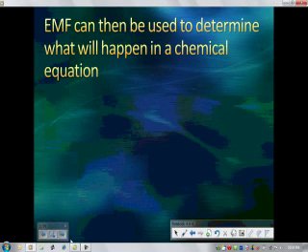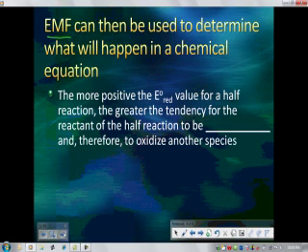Let's move on. If we have an EMF, an electromotive force, then we can use that to determine what will happen in our chemical equation. We can tell if it's going to be spontaneous or non-spontaneous. So the more positive your standard reduction value is for that half reaction, the greater the tendency for the reactant in that half reaction to be reduced.